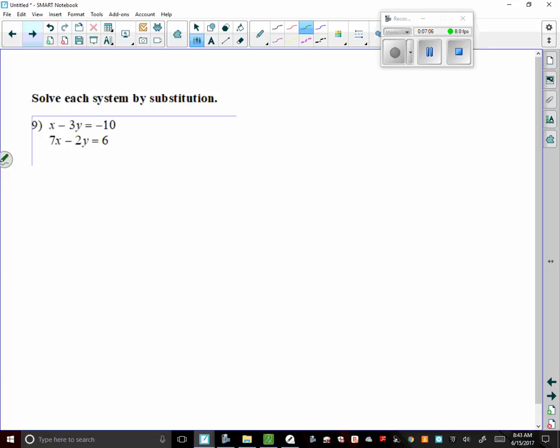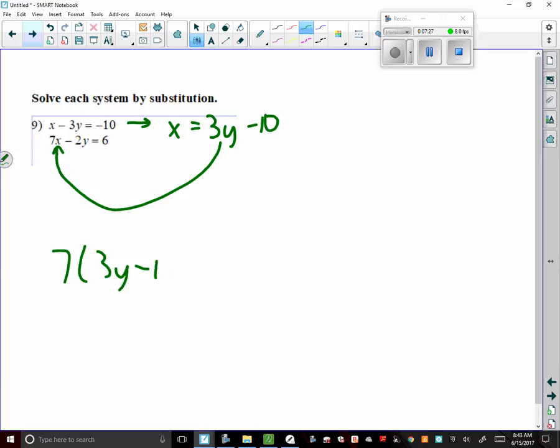Okay, so now let's solve the system by substitution. When you're using substitution, you want to solve one of the equations for one variable. It looks like the top equation will be easiest to do that because there's no coefficient on the x. So I'm going to solve this equation for x. And again, 3y minus 10. I'm going to substitute that back into this equation. So essentially I've combined these equations into one and I've eliminated the x.